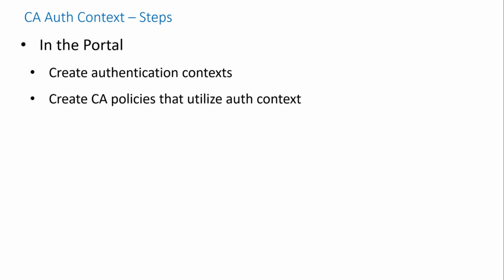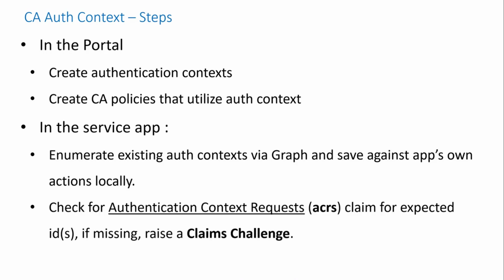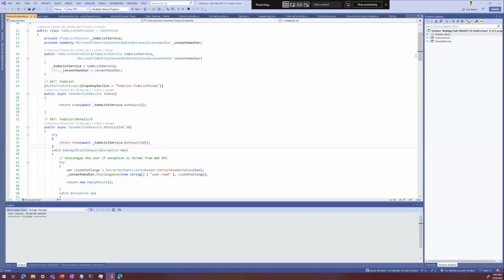We created the auth context, and we put it into the various policies we have. Now, what we do in our web API or the service application is enumerate existing auth contexts via Microsoft Graph, and then we save them against our local actions. Then we look for a claim called Authentication Context Class References, or ACRS. If it is missing, we raise a claims challenge. Just bear with me, and now we will have a code walkthrough where I will show you right in the code what's going on.